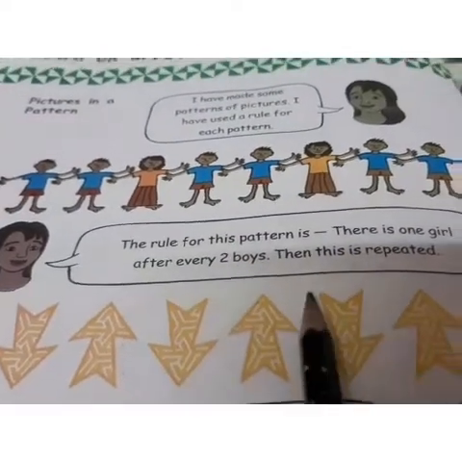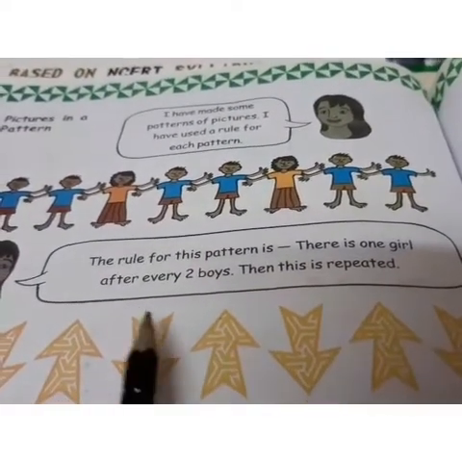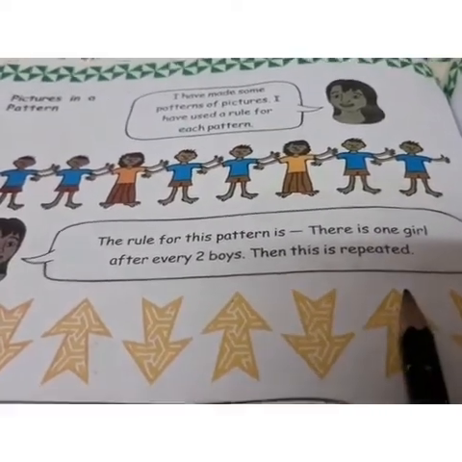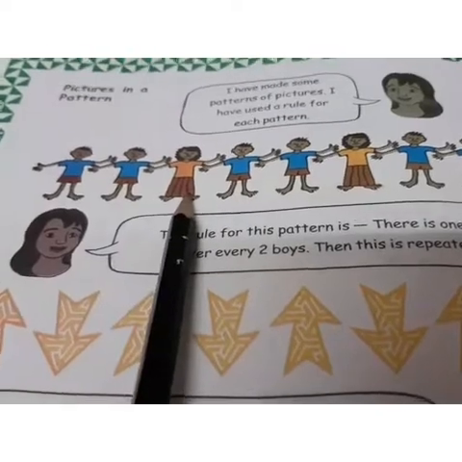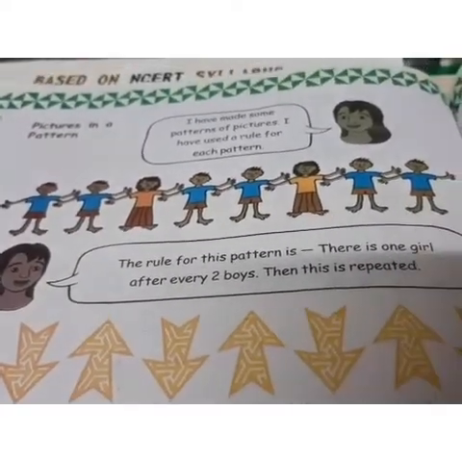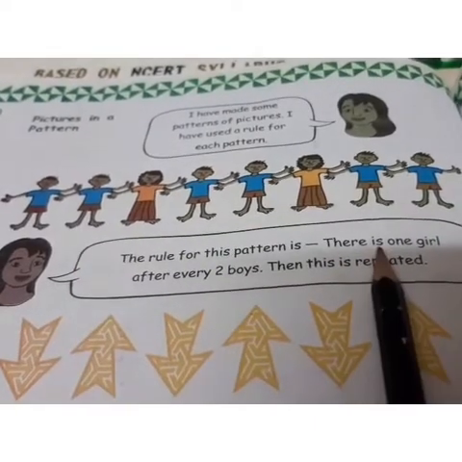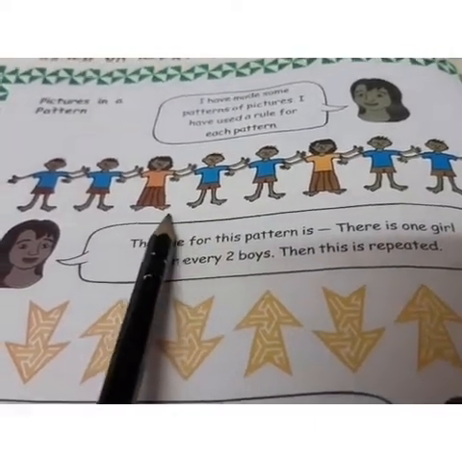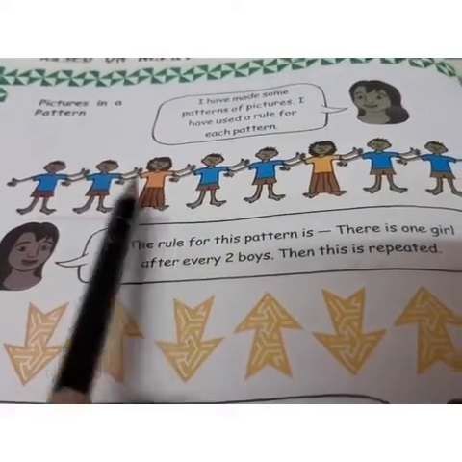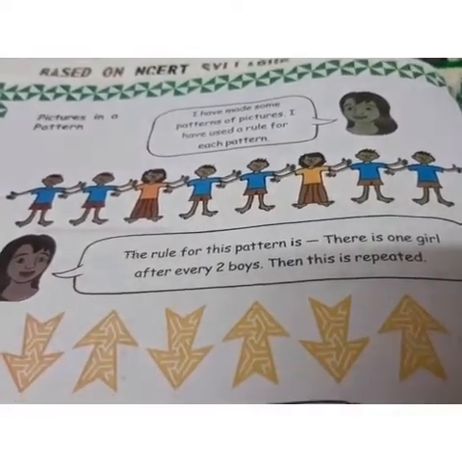The rule for the pattern is that there is one girl after every two boys. This is repeated. Now she has made the pattern like this: 2 boys, 1 girl, 2 boys, 1 girl, 2 boys, 1 girl, and the same way the pattern is repeated. So this is the pattern. What is the actual pattern is 2 boys and 1 girl is one set of pattern, and this is continuously being repeated.